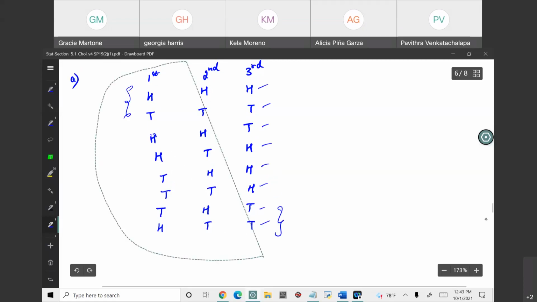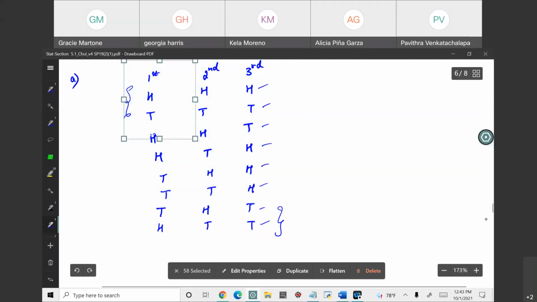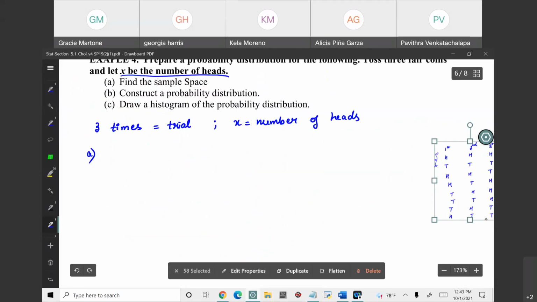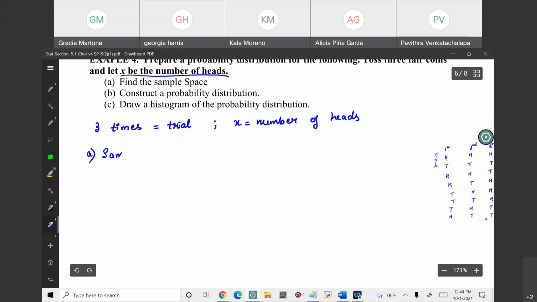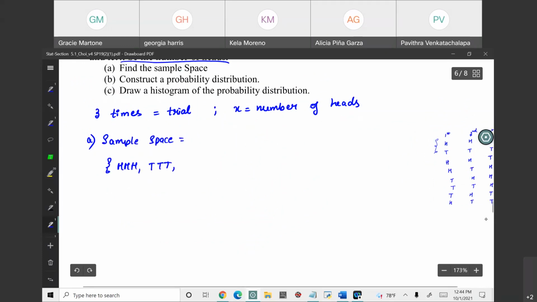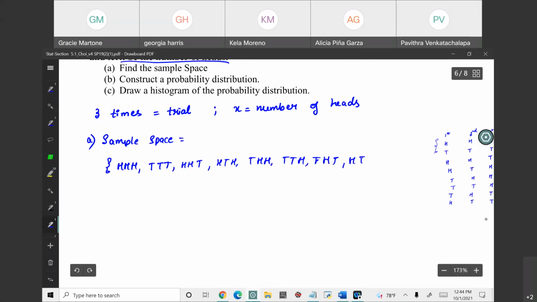Let me write this. To answer A, the sample space is equal to, I'm just rewriting the one which we did. So this is our sample space.